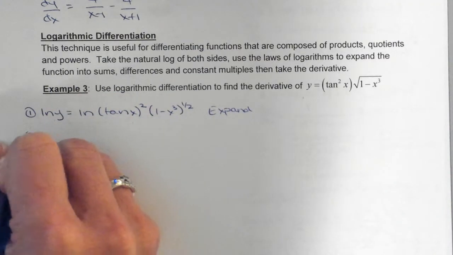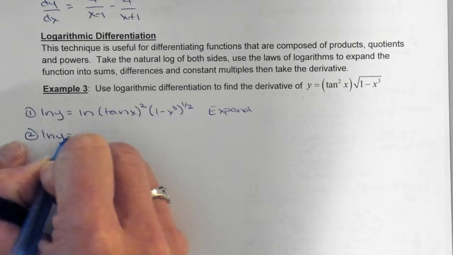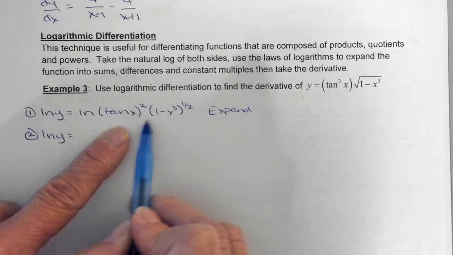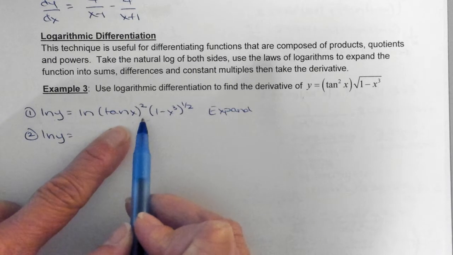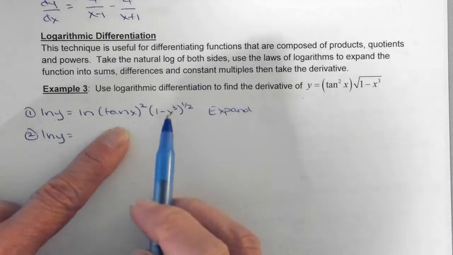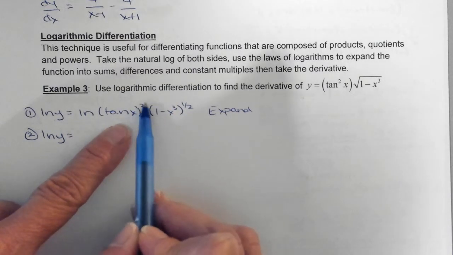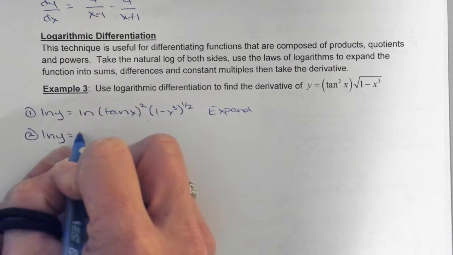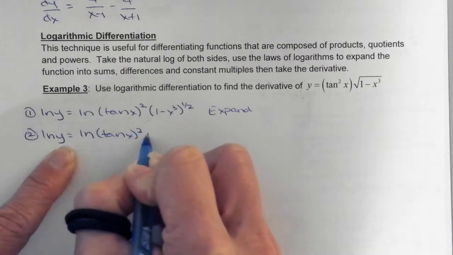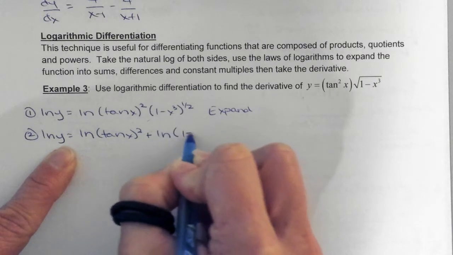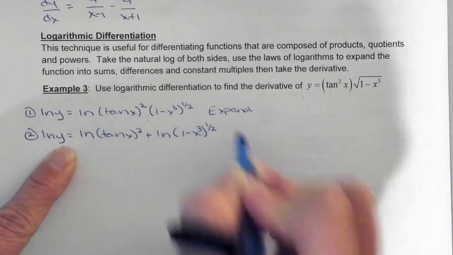In our second step, this is still the natural log of y is equal to. Now this is a product. A product expands to what? Addition. In addition to that, I will have a power here. So let me just do this one step at a time. You've got the natural log of the tangent of x, the quantity squared, plus the natural log of the quantity of 1 minus x cubed to the 1/2 power.